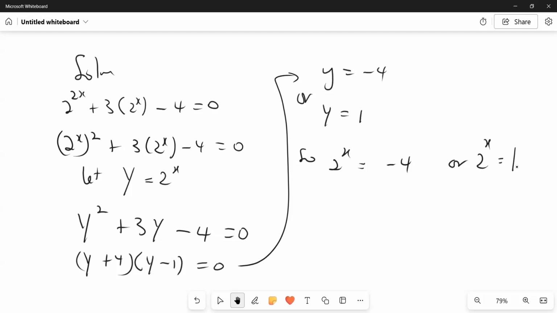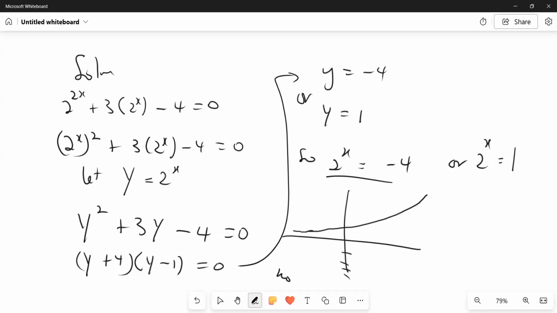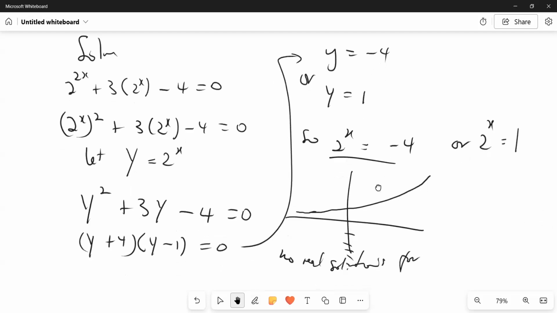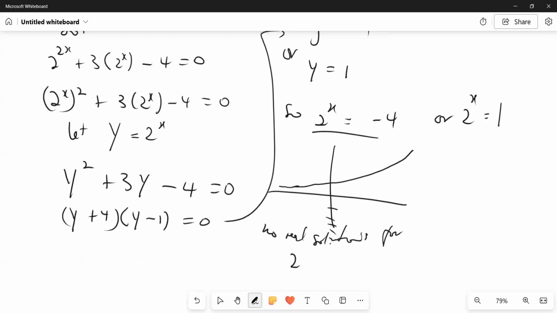So you would know that 2 to the x cannot be minus 4. The reason why is the graph of 2 to the x is a curve like this. It's a curve like that. It doesn't go over to the negative side. So there are no real solutions for 2 to the x equal minus 4, right?